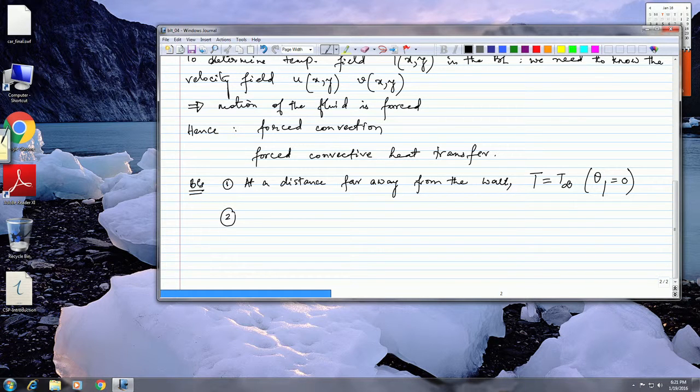We could specify the wall temperature distribution, right. We could have a wall temperature distribution. The easiest thing would be to make it a constant, and we will do that actually. Okay, so you could have a wall temperature distribution. You could also have the heat flux distribution at the wall.